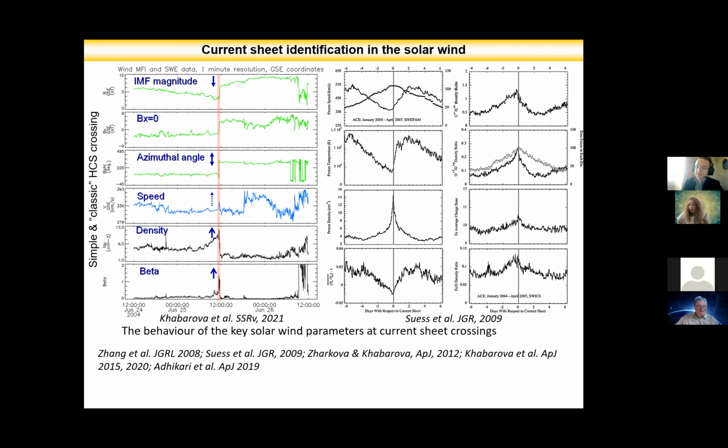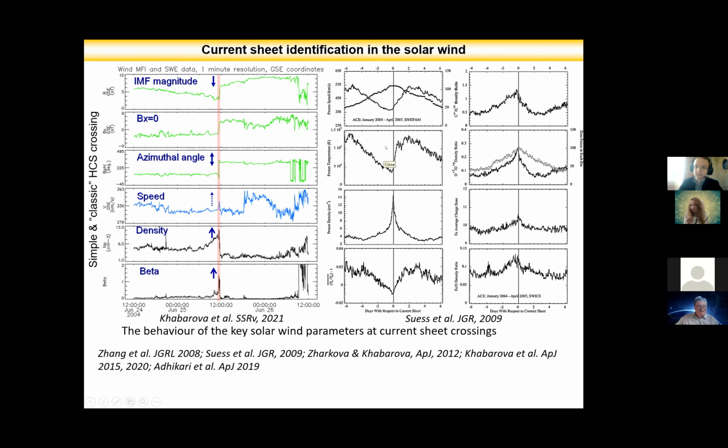Look, first of all, if you have this peak in density, look at the CS et al. statistical analysis. If you have a sharp increase in density located exactly at the current sheet, and if at least one of the components of the magnetic field crosses the zero line, then you will have beta increased.